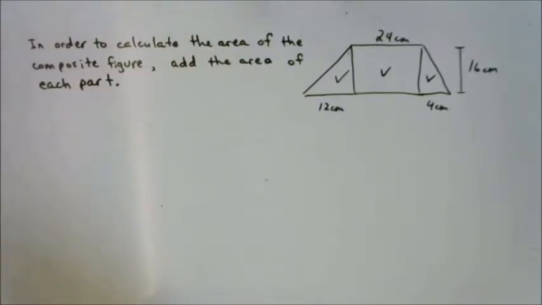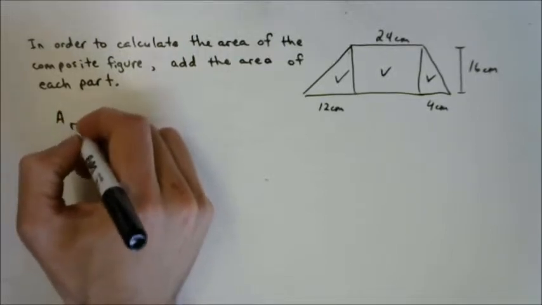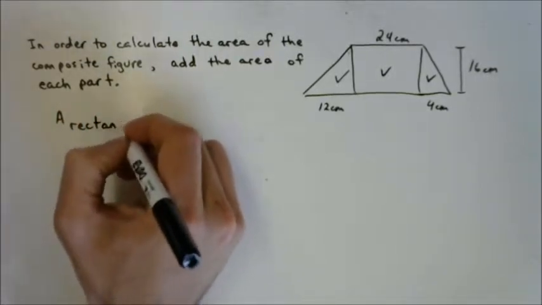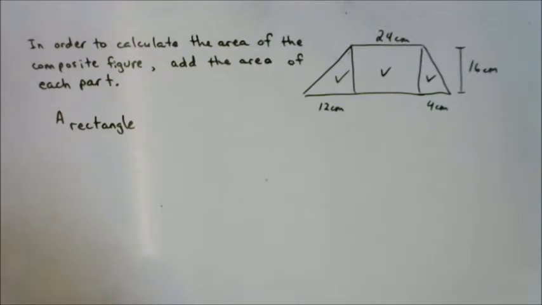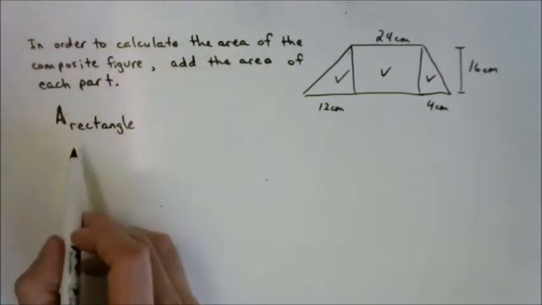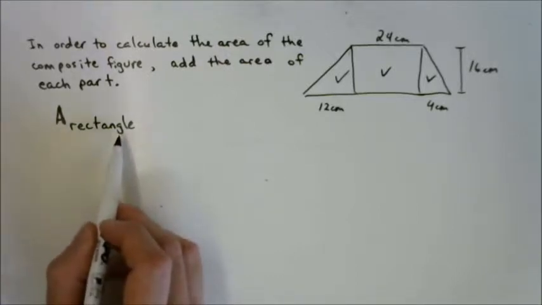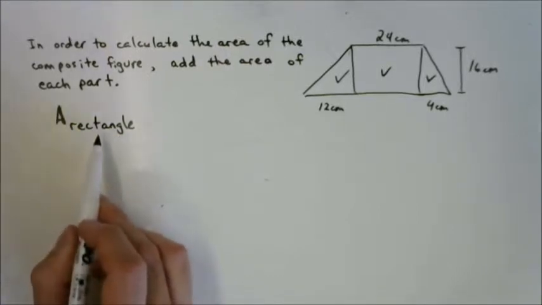So first let's deal with the area of the rectangle. In order to keep your work nice and neat and organized, you use capital A for area, and then you have a subscript. So down in the subscript you have rectangle. That's telling you it's the area of the rectangle.